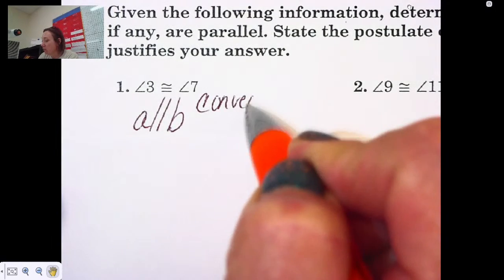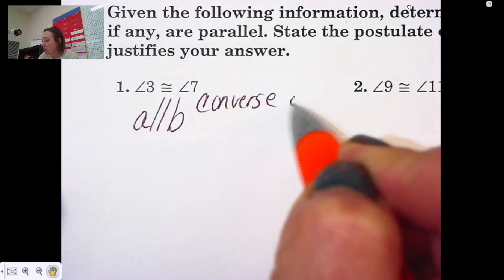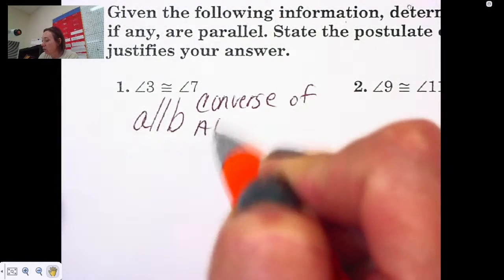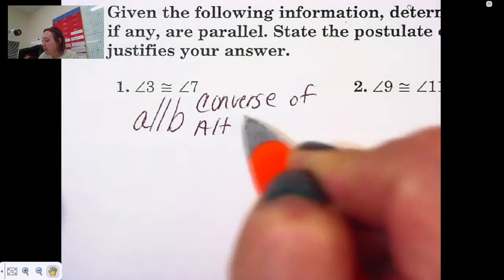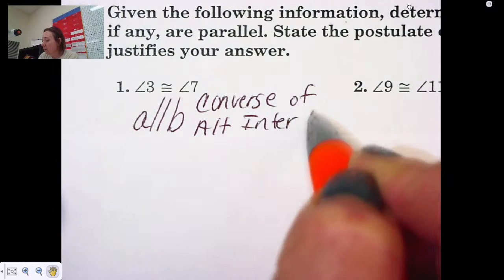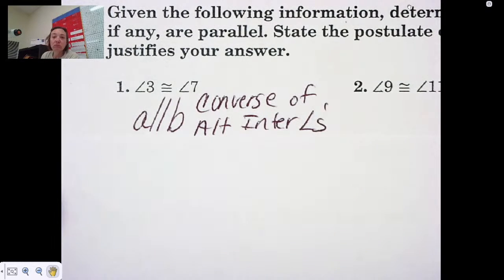Converse of alternate interior angles. And it's the converse because we're going backwards, right? We're not saying these lines are parallel, so these angles are congruent. We're saying these angles are congruent, so that means these lines are parallel.